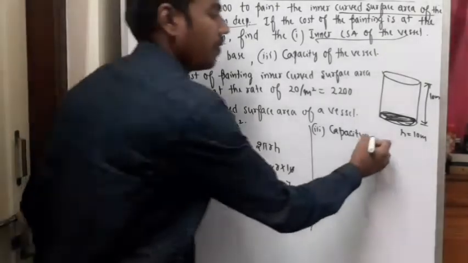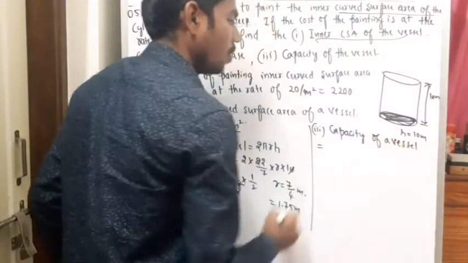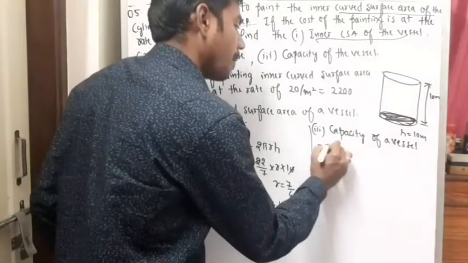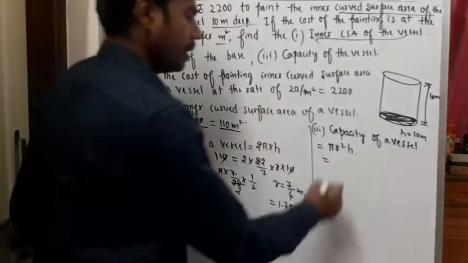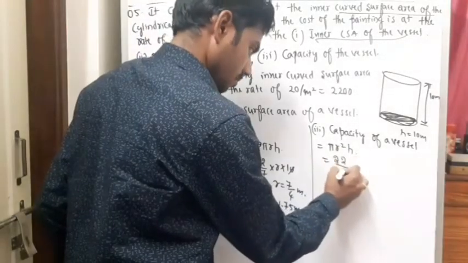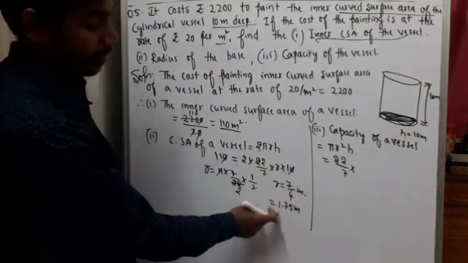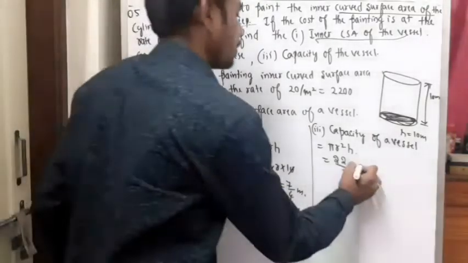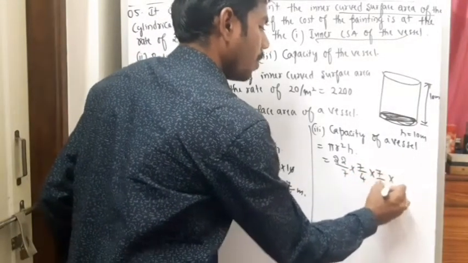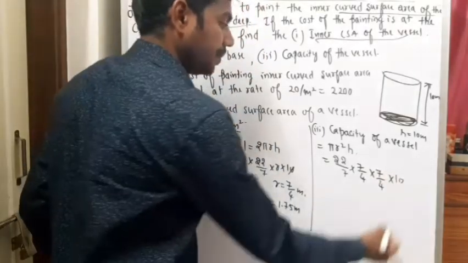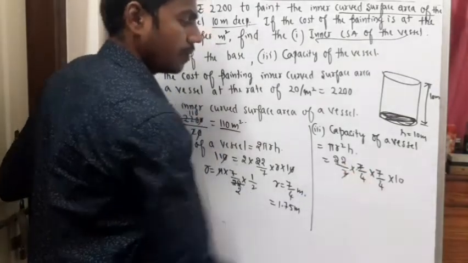So, capacity of a vessel is equal to pi r square h. What is pi? 22 by 7 into what is r? I don't want decimal, so I make use of 7 by 4. So 7 by 4 into 7 by 4 into what is h? H is 10 meter. Fine. Now this 7 will get cancelled.